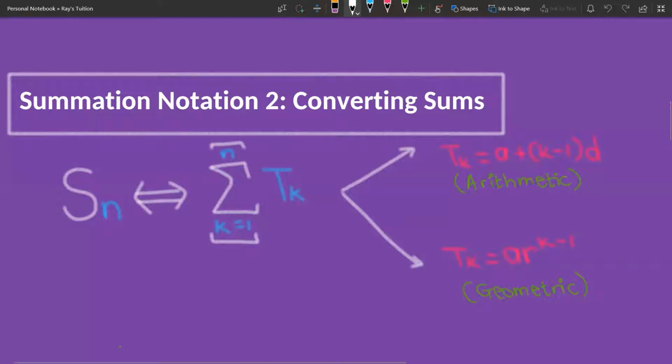If we would like to put an arithmetic series into summation notation, we're going to have to use the general formula for an arithmetic series. And if we would like to put a geometric series into summation notation, we're going to have to use the geometric general formula, which we've covered earlier. So an important skill for you to know before attempting this is how to find the general formula for a geometric and arithmetic sum. So let us start with the one over here.